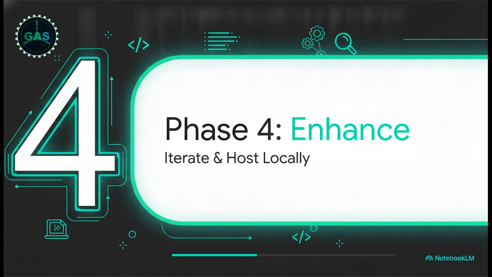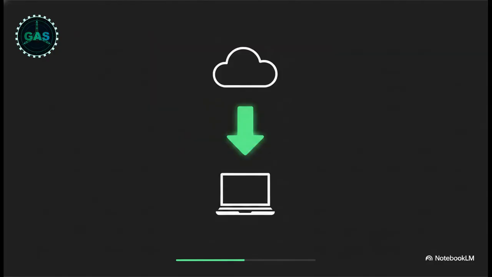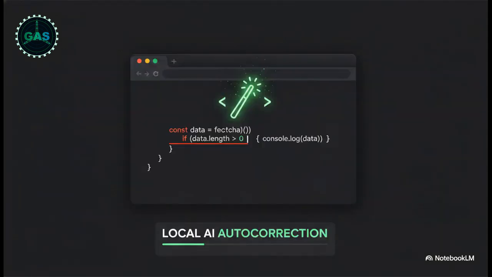That brings us to Phase 4, Enhance, Iterate, and Host locally. To gain truly granular control, we pull the application out of the web interface. You'll export the project to a code repository, like GitHub, and clone it right to your local machine. Think of this as taking your app out of the testing sandbox and moving it into a professional, unconstrained development environment.